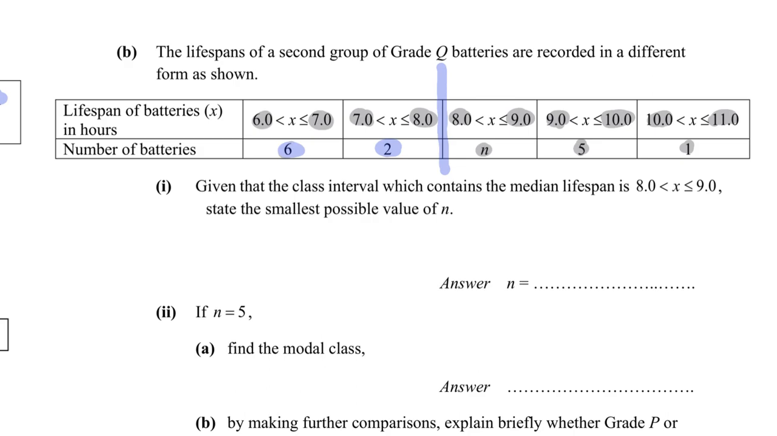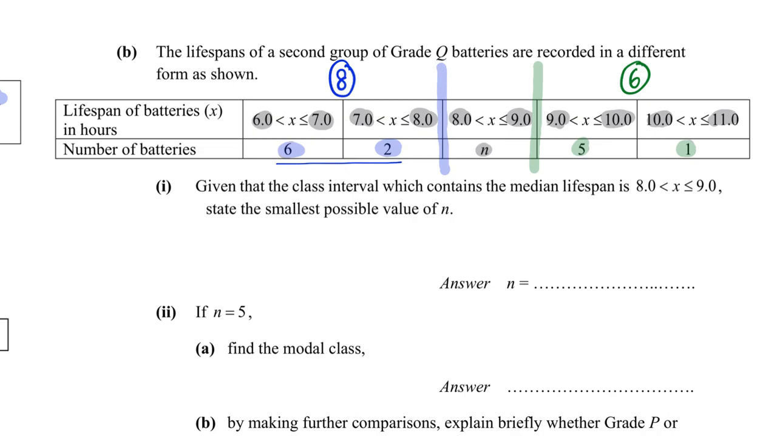We also need to know how many numbers are here to here. The reason I'm saying that is you will see that there are 8 batteries, which is less than. So currently there's already 8 batteries on this side where the lifespan is less than 8. And currently we have 6 batteries with lifespan more than 9.